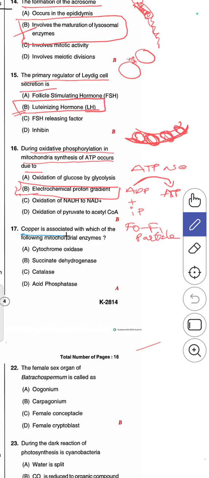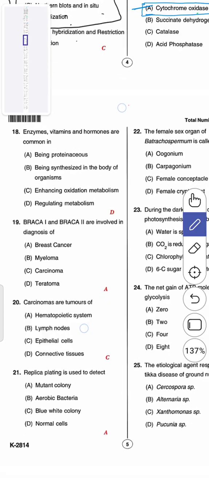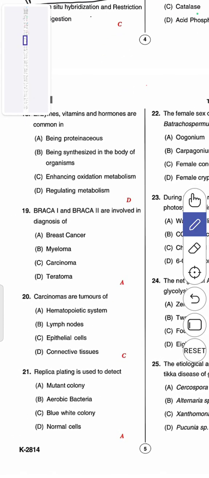Copper is associated with which of the following mitochondrial enzymes? Copper is associated with the enzyme cytochrome oxidase, or cytochrome complexes. This cytochrome is mainly composed with copper. So A is the right answer for this question. The next question, the 18th question.